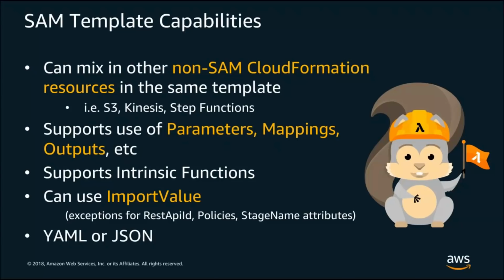So again, you can mix in all these capabilities with SAM. You can mix in non-SAM CloudFormation resources in the same template. So things, for example, such as S3 buckets, Kinesis streams, Step Functions configuration, VPC configuration, IAM, even EC2, RDS, you name it. SAM supports the ability for you to use parameters, mappings, outputs, conditionals, and metadata, which is another bit of CloudFormation that we're not going into here today. It also supports the intrinsic functions. So we saw before that Fn::Sub. There's a number of these functions that allow you to have dynamic capabilities as part of your CloudFormation template.